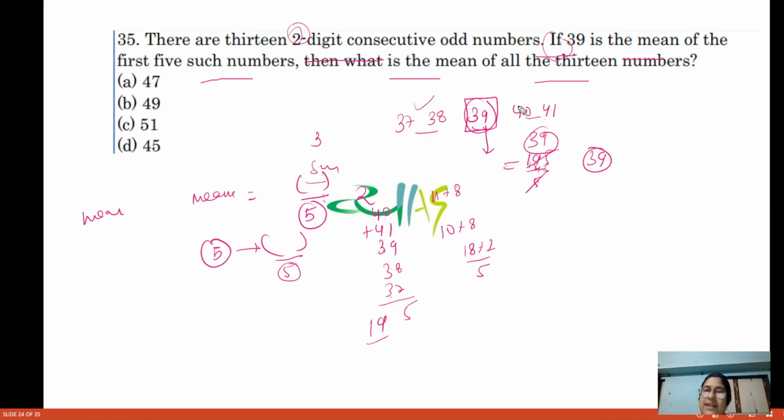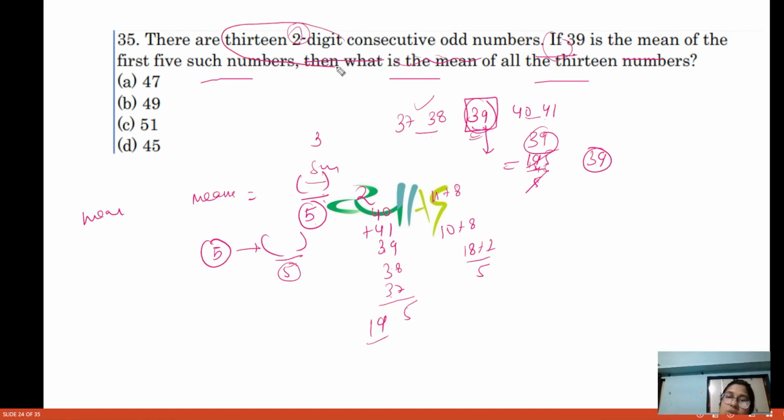And if you look at it this way, if it says 39 is the mean of consecutive odd numbers, consecutive odd numbers. Okay, so you are getting this. But there is a little bit of understanding in the question that you have to put here.